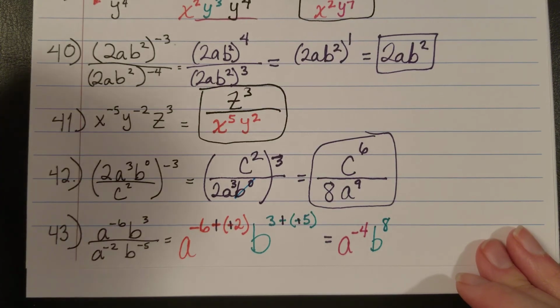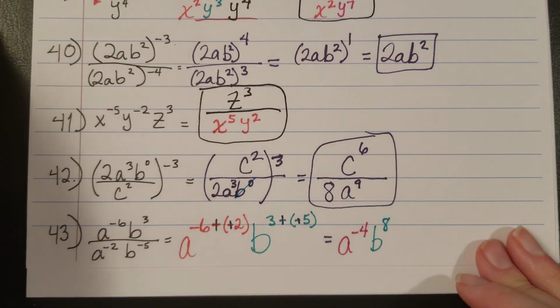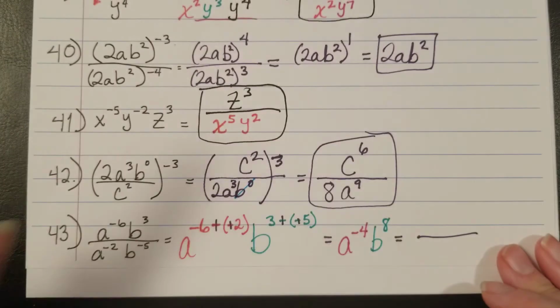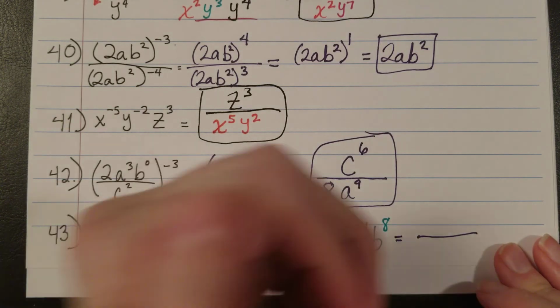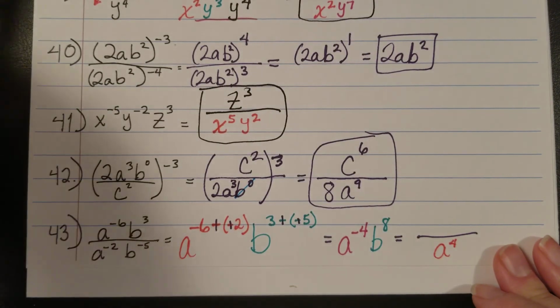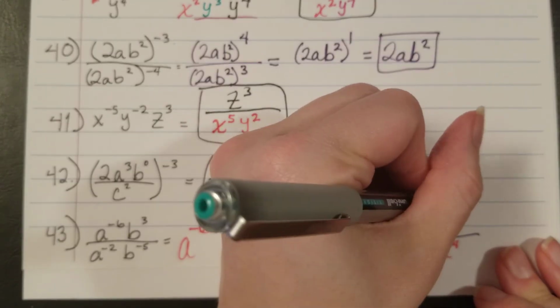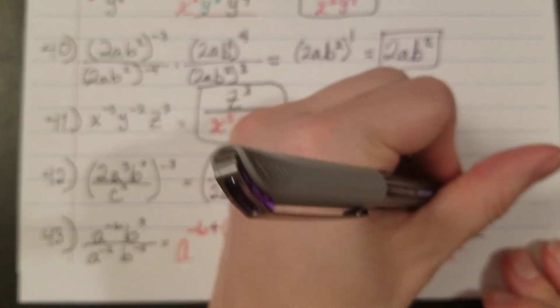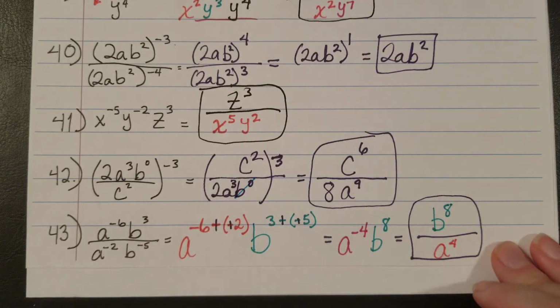All right, so we still have a negative exponent. So we want to take the variable that has the negative exponent and move that to the denominator, which will get rid of the negative. And then b to the 8 will be the numerator. All right, and that is the end.